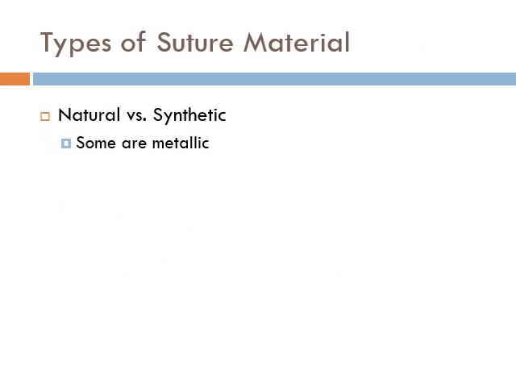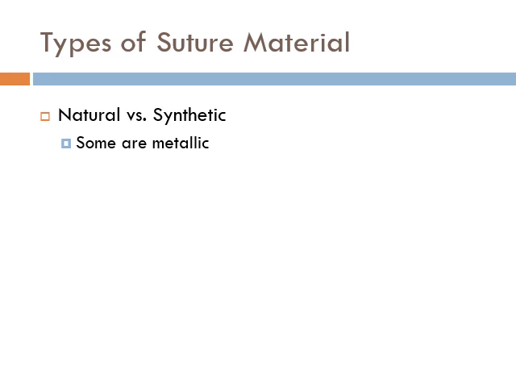Suture material is going to be classified in a few different ways. The first classification is natural versus synthetic. A natural material is made from some type of animal product. Silk, for example, is made by insects. The catgut we're going to look at is made by taking the intestines of sheep or goats or cows and forming that into a material.